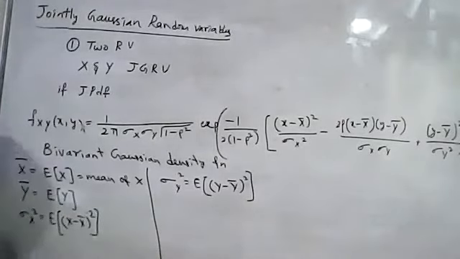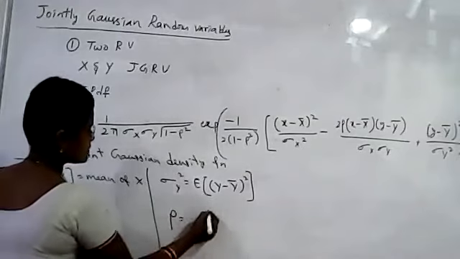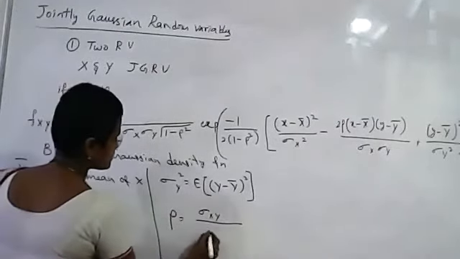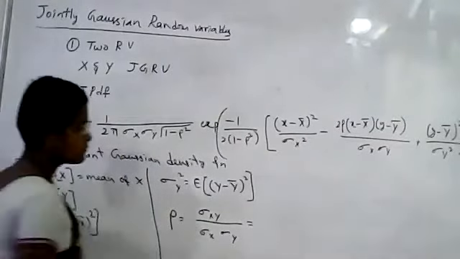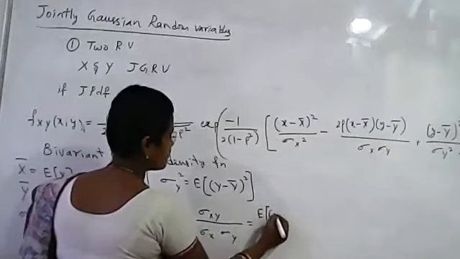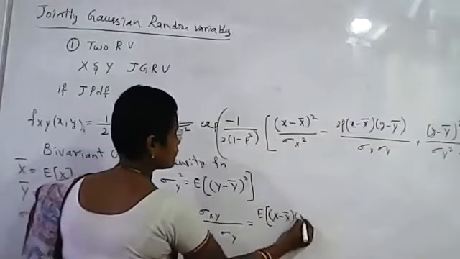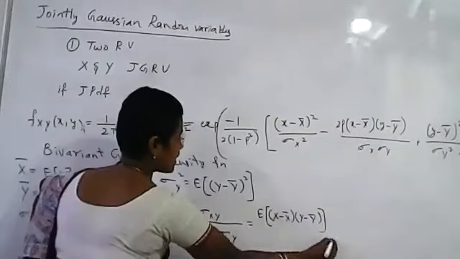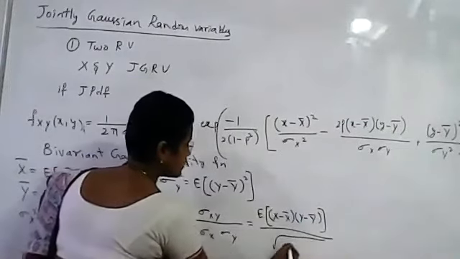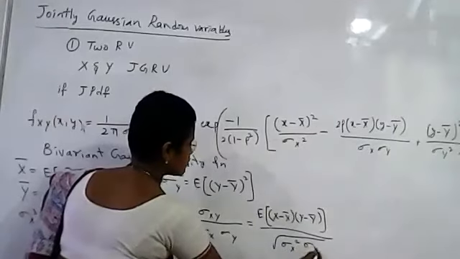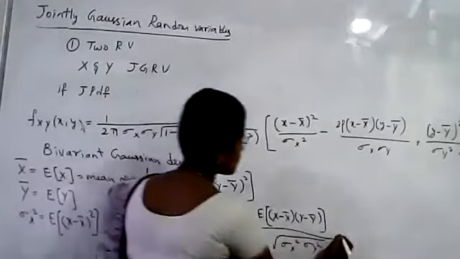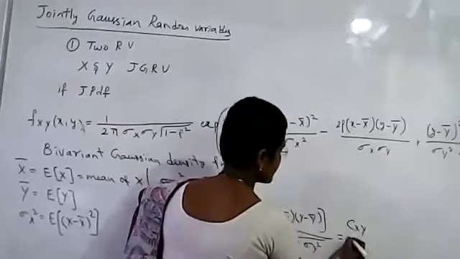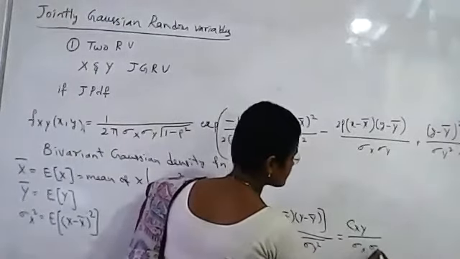And what is rho? Rho is given as sigma xy by sigma x into sigma y. So what is sigma xy? Sigma xy is nothing but the expected value of (x minus x bar) into (y minus y bar) by square root of sigma x square into sigma y square. So these are the variables we are using here. And this is also called the covariance C xy by sigma x sigma y.